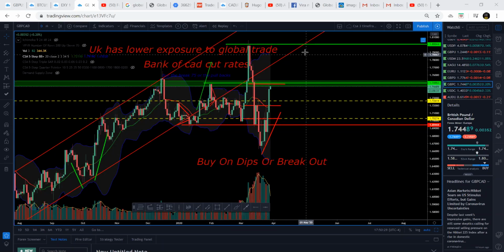So we're going to be looking for a continuation on this GBPCAD. We're looking for breaks around this 175. We'll be looking for it to break and continue bullish. Now we have had a nice run up, so we could expect some retraces. Any pullbacks are going to be buying opportunities for us. So we'll look to participate on any signs of pullbacks or any breaks.